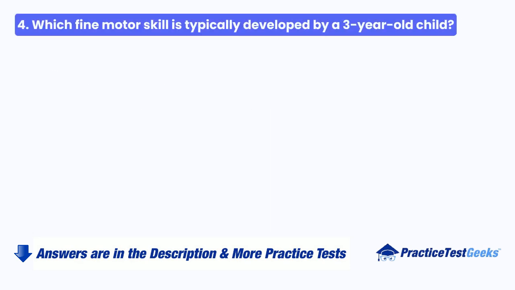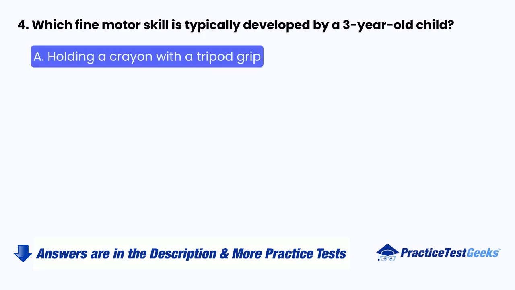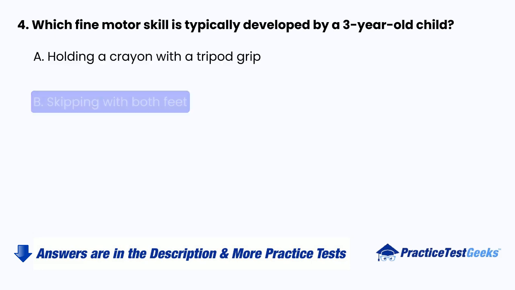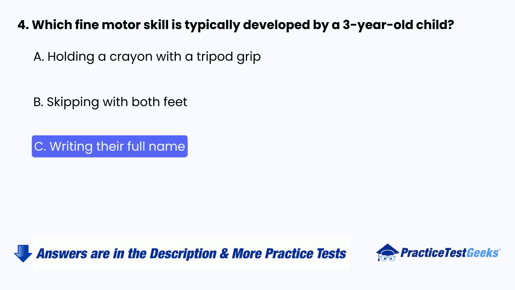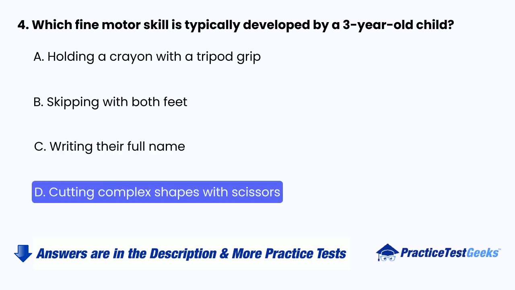4. Which fine motor skill is typically developed by a 3-year-old child? A. Holding a crayon with a tripod grip. B. Skipping with both feet. C. Writing their full name. D. Cutting complex shapes with scissors.